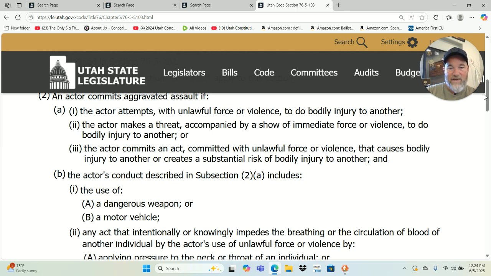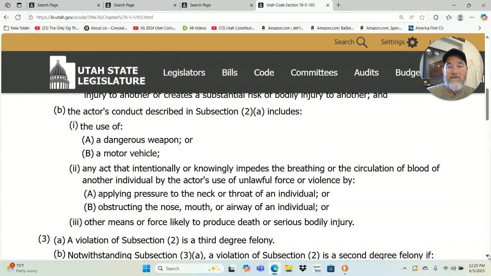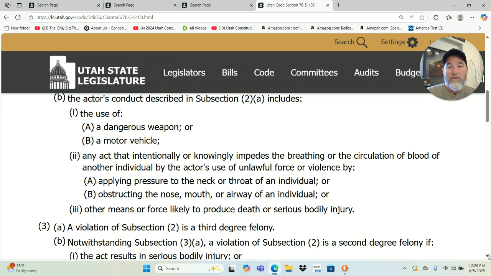The assault didn't have this actually in the statute, but in this case, the actor says, "I'm going to kick your ass," and they double up a fist. That would be making a threat accompanied by a show of force. The actor commits an act with unlawful force or violence that either causes bodily injury or creates a substantial risk. Sounds like assault, right? However, in order for it to be an aggravated assault under this statute, it must include the use of either a dangerous weapon or a motor vehicle.